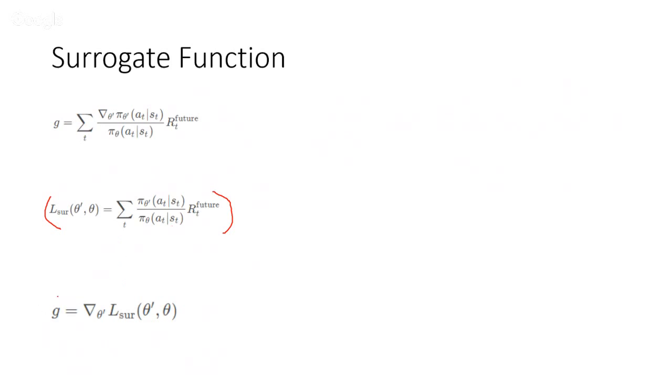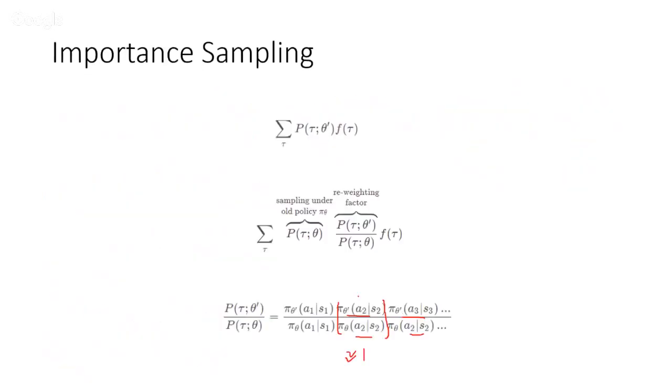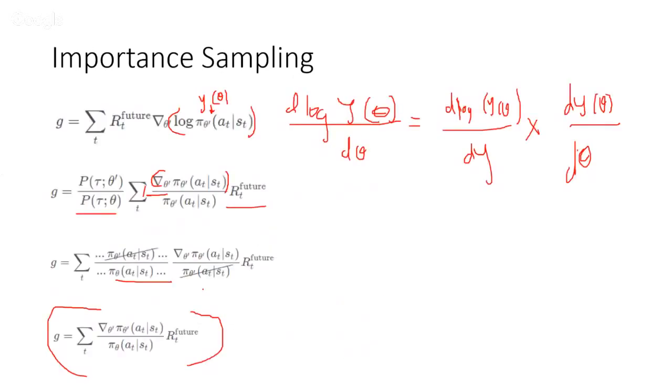And then our new G will look like this. So this is our new G. It's just a derivative of the surrogate with respect to theta prime given theta. And this also comes with the condition that theta prime shouldn't be very different from theta, such that the ratio of those probabilities is equal to 1 or close to 1. Those are the conditions here.